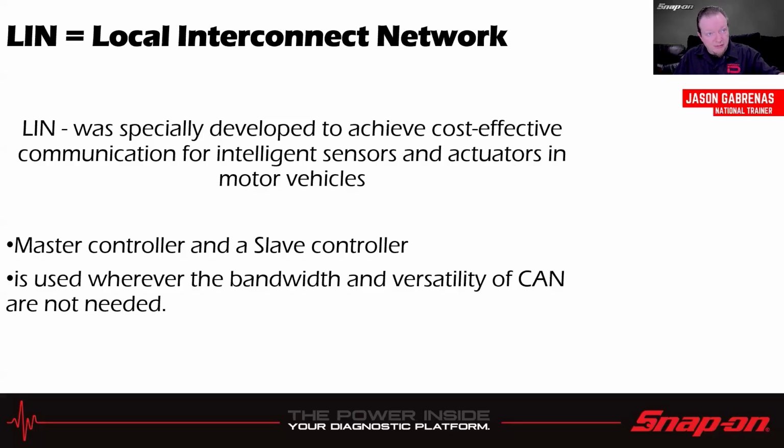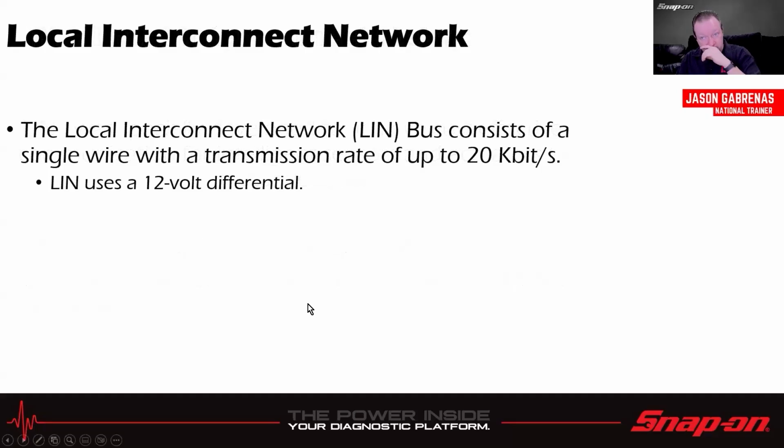the window motor roll down or roll up or express down or express up or whatever it happens to be. So instead of having to go to different control modules and ground relays and stuff like that, it just sends the information over this network, the single wire network. Used wherever the bandwidth and versatility of CAN are not needed. It's kind of a dumb system. If you think about it, it's just kind of off or on, open, close, that sort of thing.